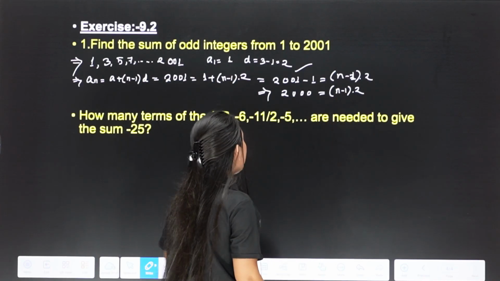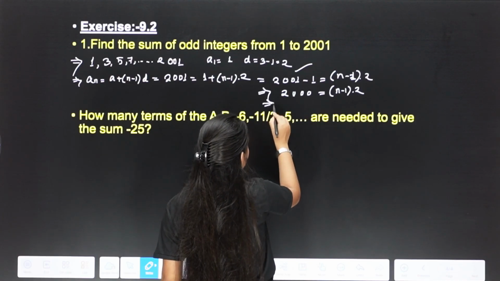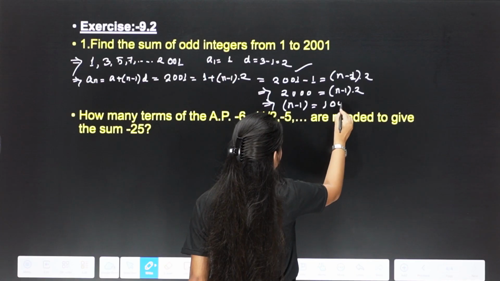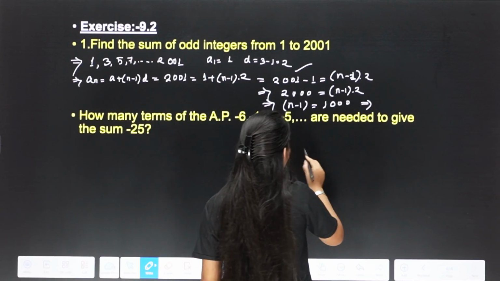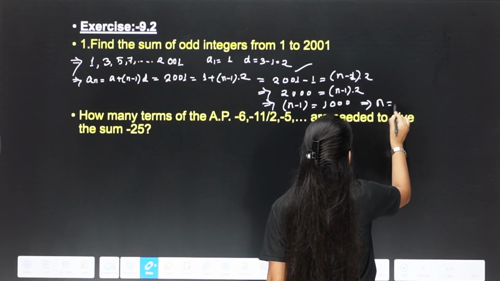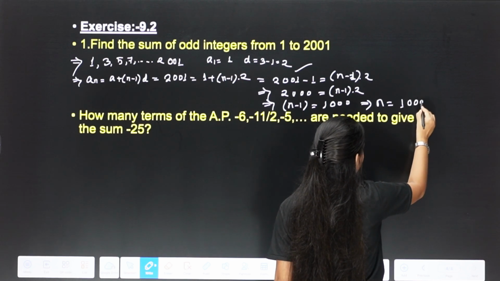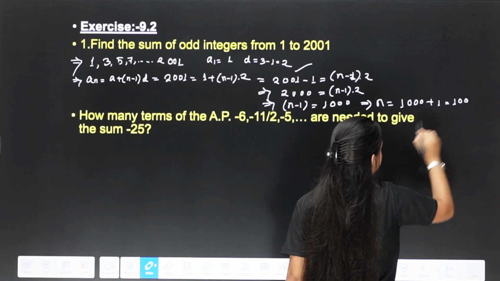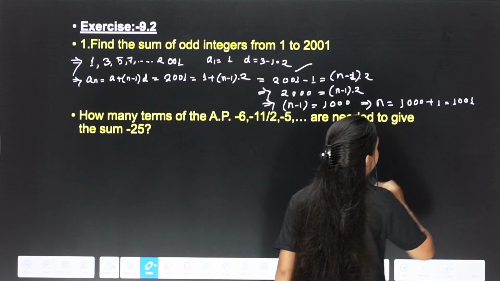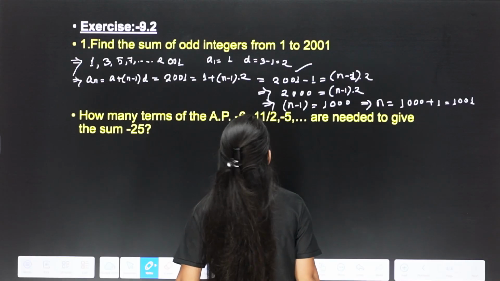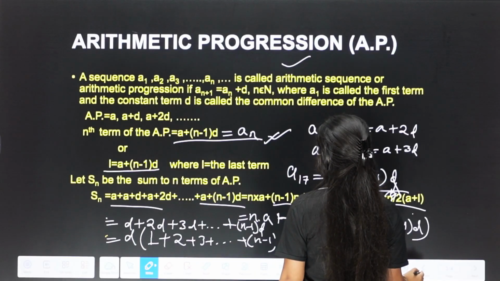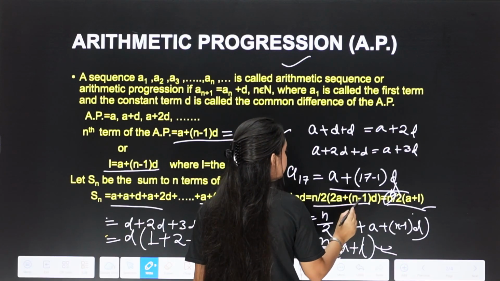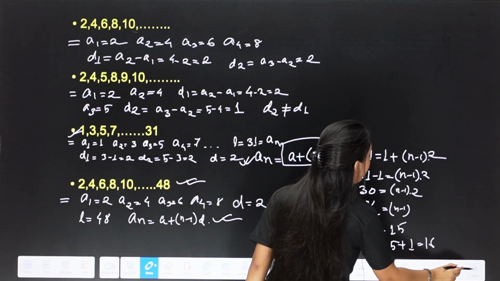So we will divide 2000 by 2, that is n minus 1 is equal to 1000 and we will take 1 to the right hand side, that is n is equal to 1000 plus 1 is 1001. Then we will use this formula, that is we have already found the number of terms present in the sequence, that is 1001.